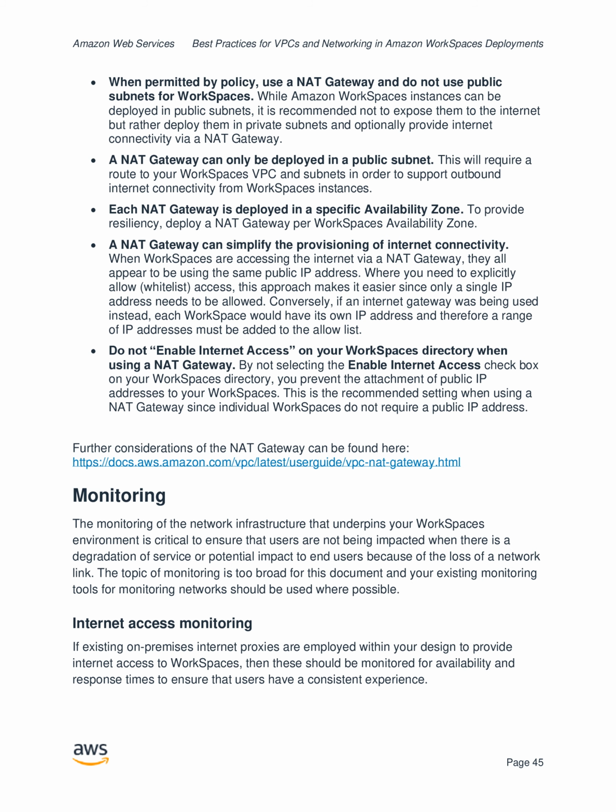Do not enable Internet access on your workspace's directory when using a NAT gateway. By not selecting the Enable Internet Access checkbox on your workspace's directory, you prevent the attachment of public IP addresses to your workspaces. This is the recommended setting when using a NAT gateway since individual workspaces do not require a public IP address. Further considerations of the NAT gateway can be found here.